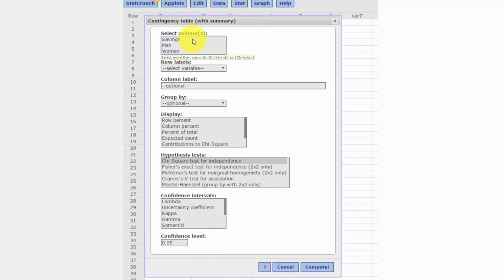In the Select Columns box, we tell StatCrunch where our data is. Let's click on Men, hold down the Shift key, and Women, because that's where the numbers are. And then in the row labels, we click on Savings, because that's where our row titles are. And then in the display, I click on Row Percent, hold down the Shift key, Column Percent, and Percent of Total. Then we click on Compute.